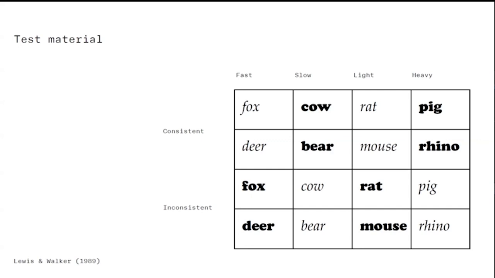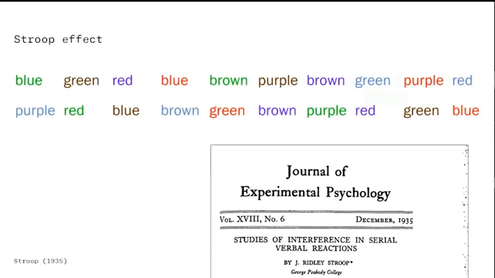So the participants were asked, is this a fast or a slow animal, or is this a light or a heavy animal? And you might recognise this sort of paradigm from the Stroop effect, which Terry introduced yesterday. What the Lewis and Walker work is, is a reverse Stroop, because you're not asked to say what the typeface is. Thankfully, you are asked to go for the meaning of it, whereas here you're asked for the colour.